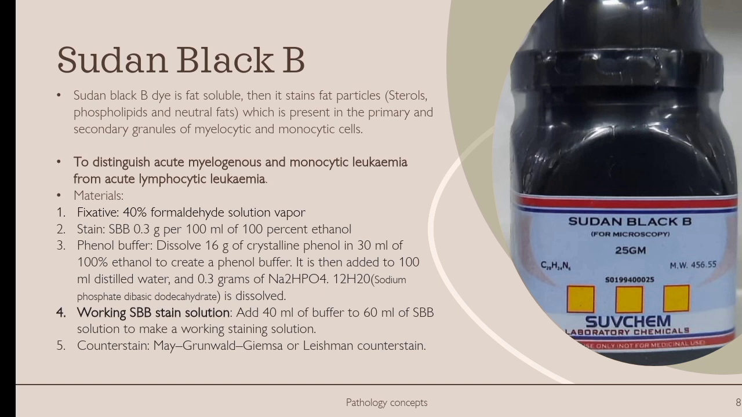Working SBB stain solution: add 40 ml of buffer to 60 ml of SBB solution to make the working staining solution. Counterstain with May-Grunwald Giemsa or Leishman counterstain.